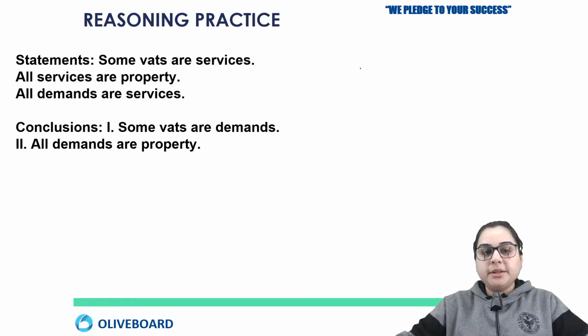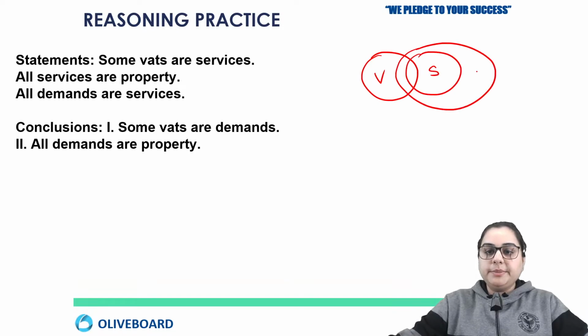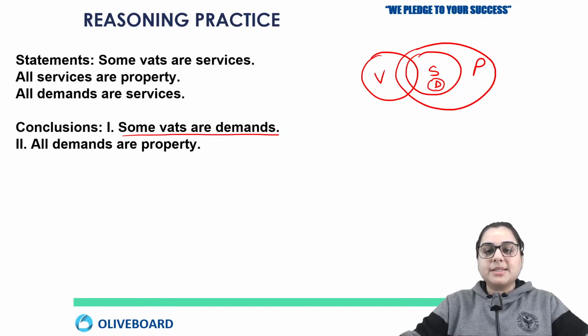So the statement is that some VATs are services. All services are property, and all demands are services. So demands will come in services. So the first conclusion is that some VATs are demands. So it's a doubtful relation between these two. So this conclusion is doubtful.